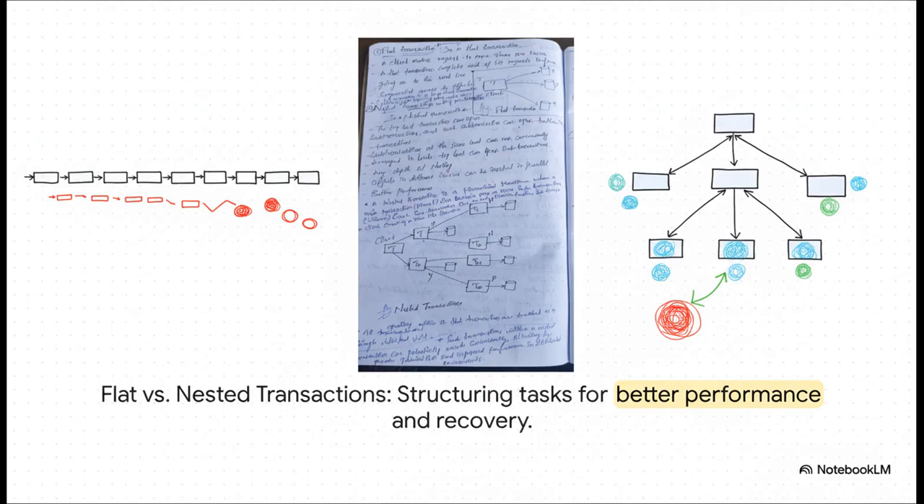A flat transaction is simple. One thing happens, then the next. But a nested transaction is much cooler. It breaks a big job into smaller pieces that can all run at the same time. Not only is this faster, but if one of those small pieces fails, you might only have to fix that one little bit, not start the whole job over. It's just a much more resilient way to operate.